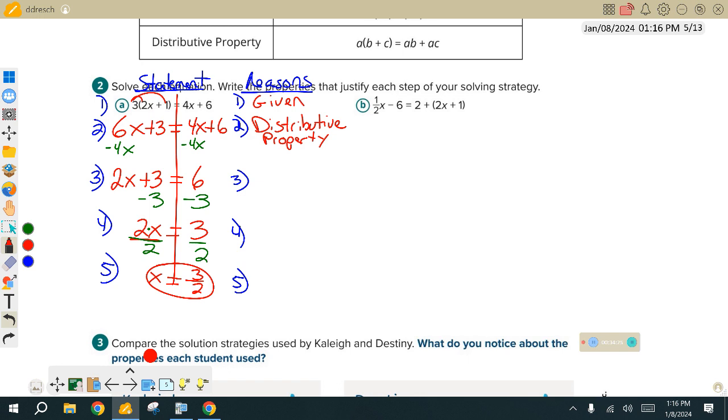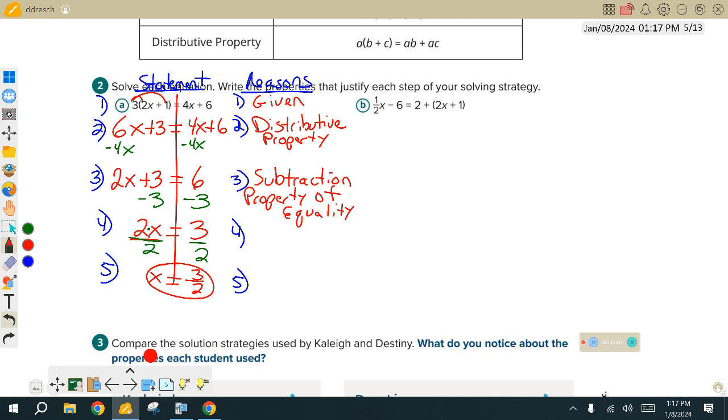Everything stayed the same besides 6x and 4x is gone, and it made it 2x. And the only way to do that is the subtraction property. So we call that the subtraction property of equality. It's a mouthful there. You can shorten it down to POE at some point, but I'm going to write it all out each time. Subtraction property of equality. Okay? POE.